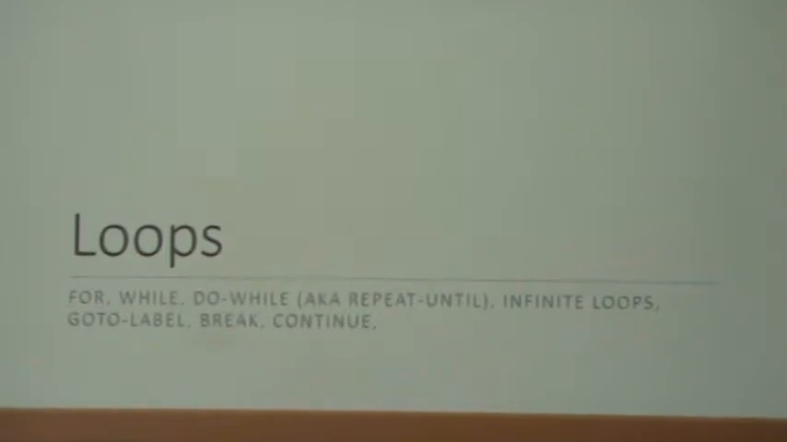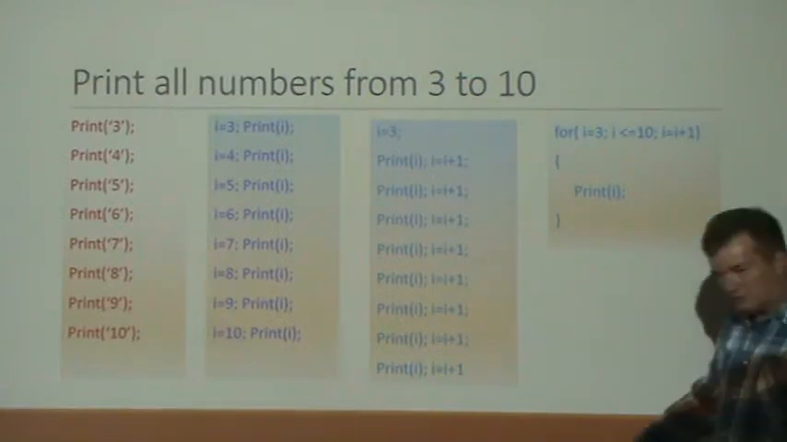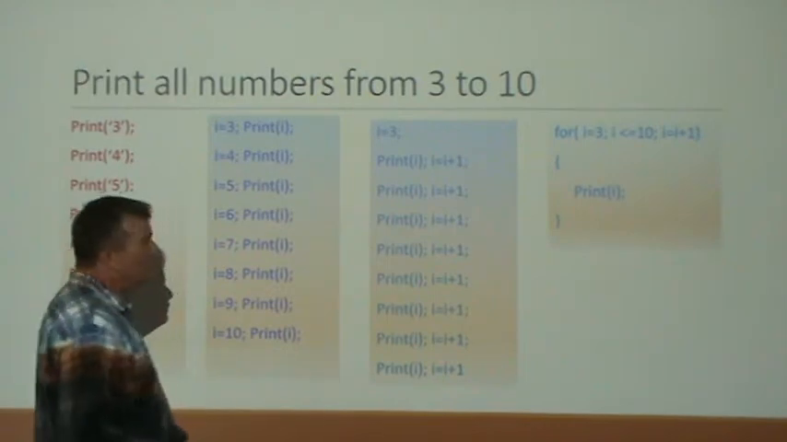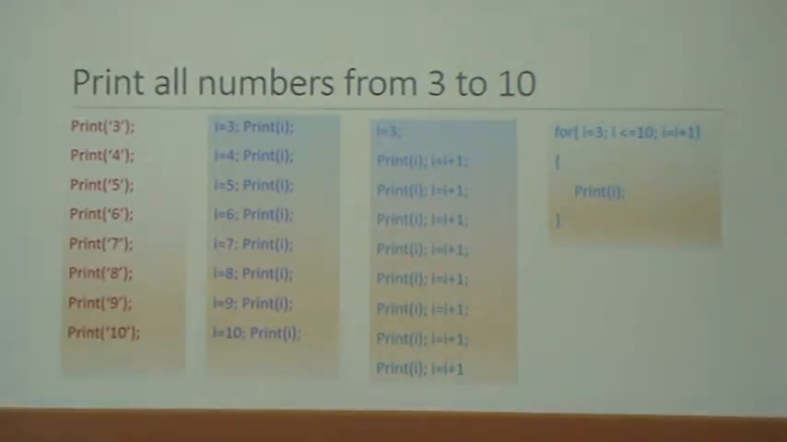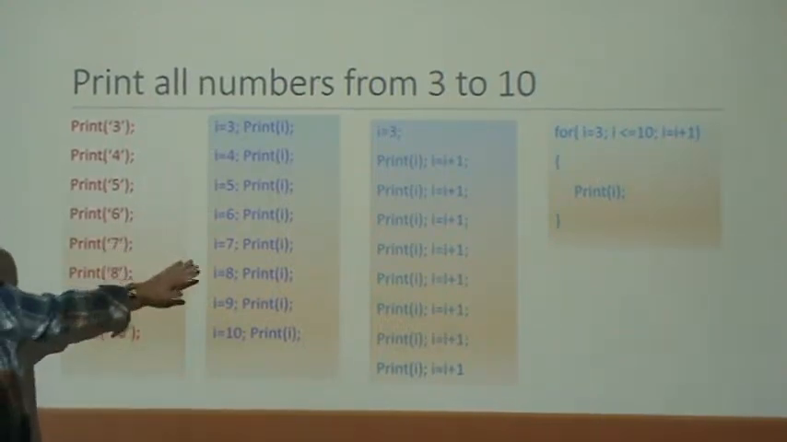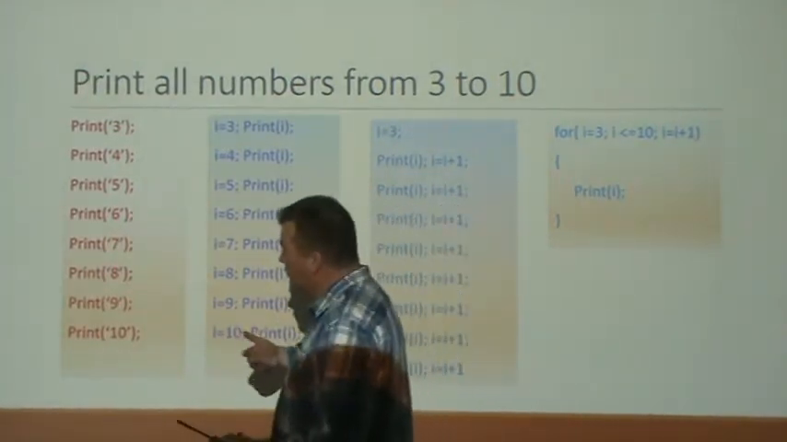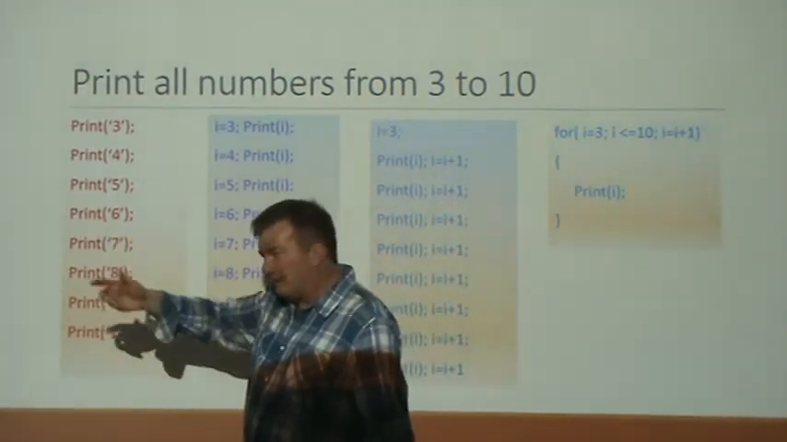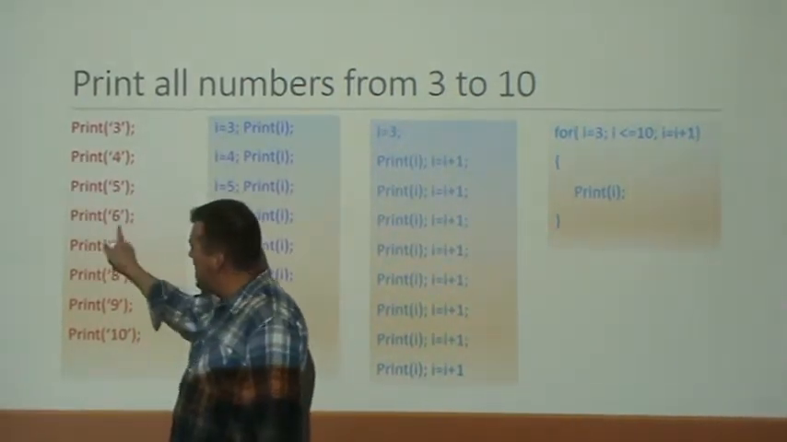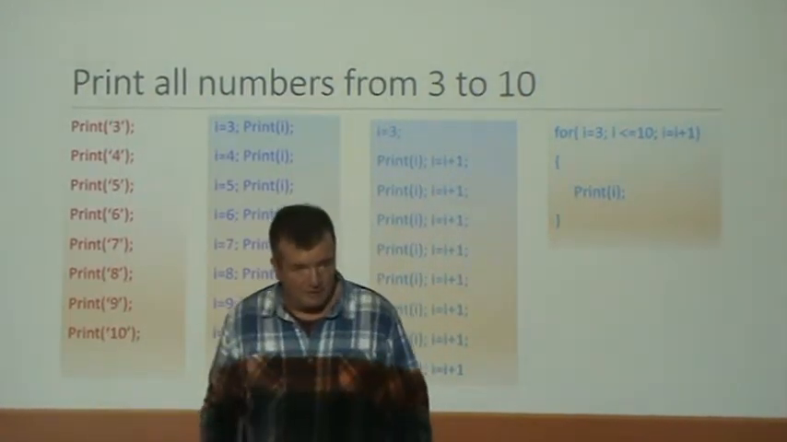So let's say we found ourselves in a situation where we're doing something repetitive. For example, suppose we wanted to write a program and for some reason we wanted to print all the numbers between 3 and 10, right? If our programming language uses the word print to print out a value, we could say print 3, print 4, print 5, print 6, print 7, print 8, print 9, print 10. And our program would be done.